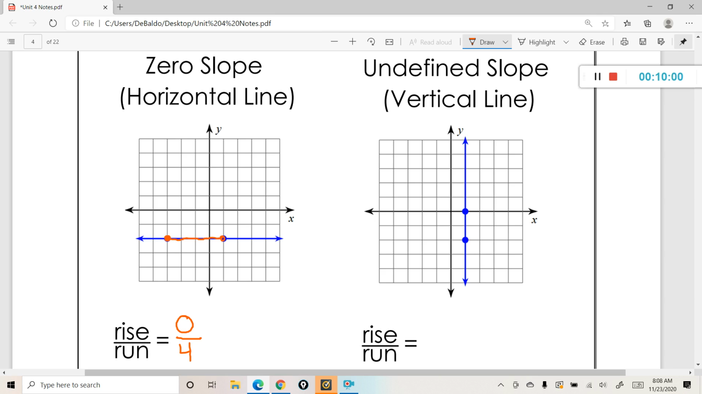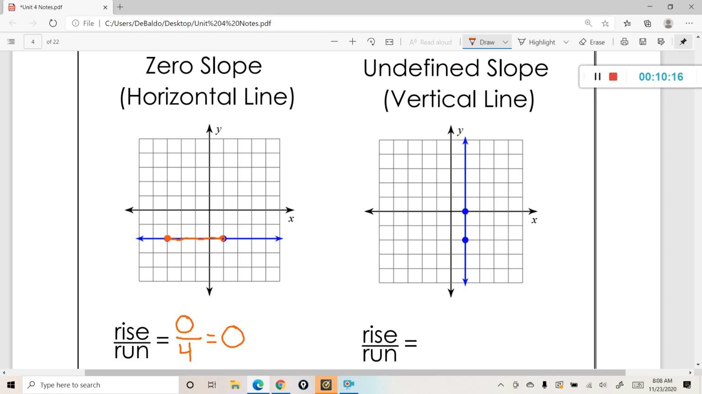And 0 over 4 simplifies down to 0. So anytime you have a horizontal line, your slope will always be 0. Now let's take a look at this next example and see why it's undefined.